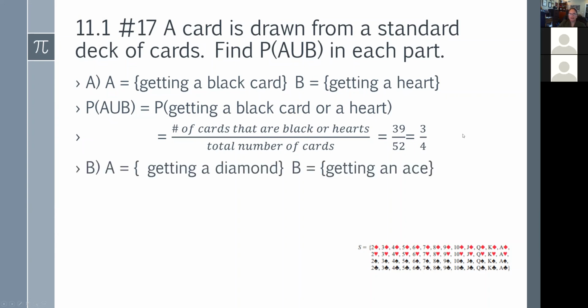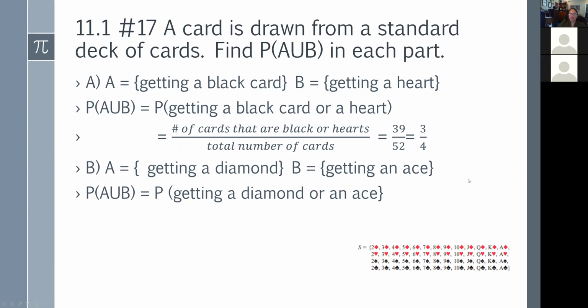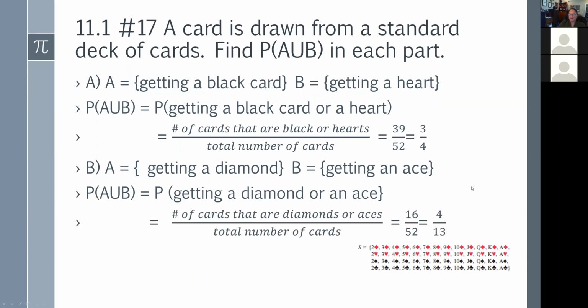For part B, event A is getting a diamond, and event B is getting an ace. So we want to count up how many cards are either a diamond or an ace. So the probability of A union B is getting a diamond or an ace. So we want to count how many cards are there that are diamonds or aces out of the total 52. There are 13 diamonds, and then there are 3 more aces. So that gives us 16 out of 52, which reduces down to 4/13.